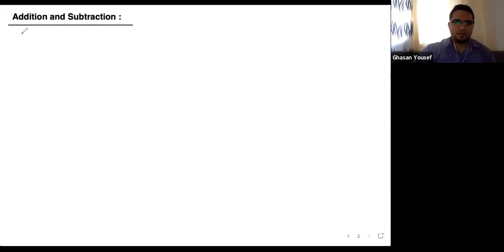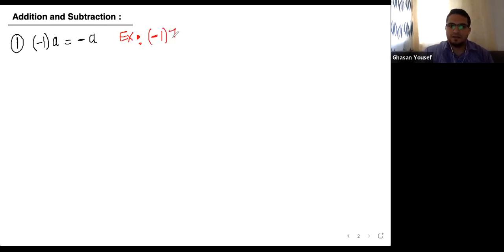The first property says, number one, minus 1 times a is the same as minus a. For example, if a is any real number, like minus 1 times 7, that gives me minus 7. So if I multiply minus 1 with any number, it gives me the negative of that same number.